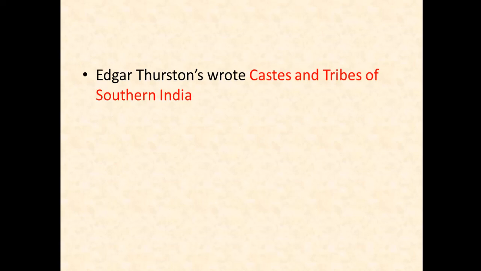Edgar Thurston wrote Castes and Tribes in Southern India. This book was given as a reference in the new syllabus textbook, so I thought they may ask it as a one-word question, and I just added it in the last slide. Edgar Thurston wrote the book Castes and Tribes in Southern India, in which he has mentioned a lot of details of the castes and tribes of Southern India. Since it is provided in the new Samacheer textbook, I have added it as the last slide.